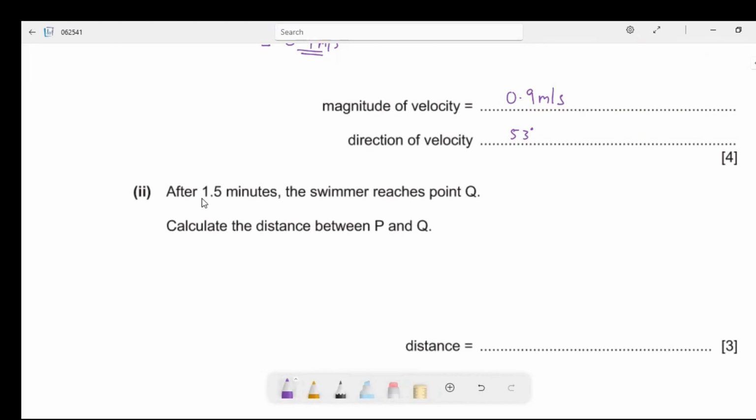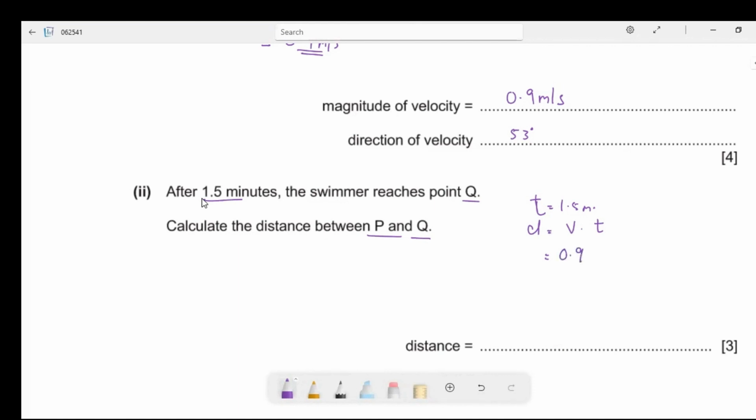Next, after 1.5 minutes, the swimmer reaches a point Q. Calculate the distance between P and Q. So time T is given as 1.5 minutes. Distance can be written as D equal to V into T. The resultant speed is 0.9. So the speed can be written as 0.9.